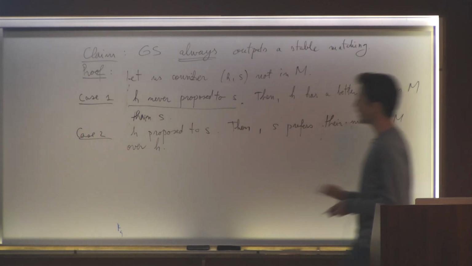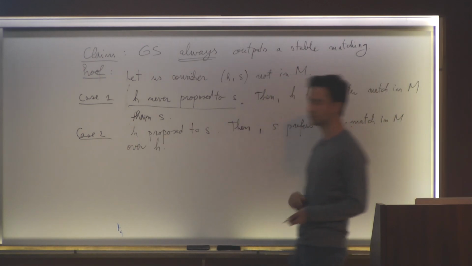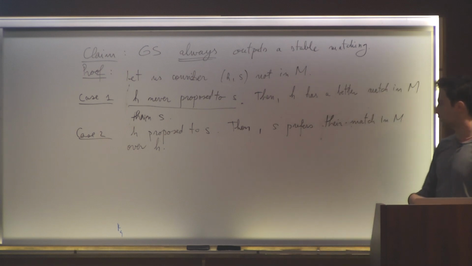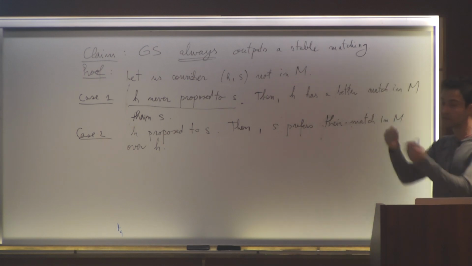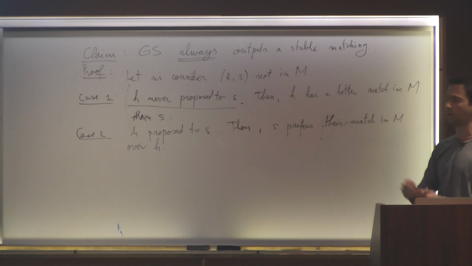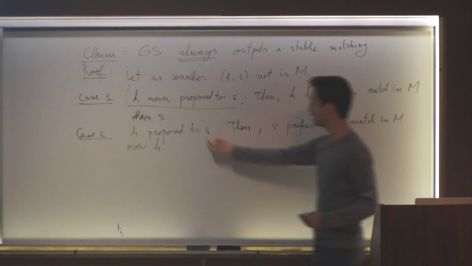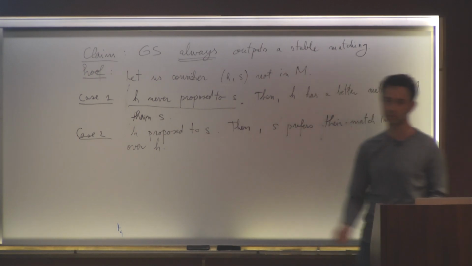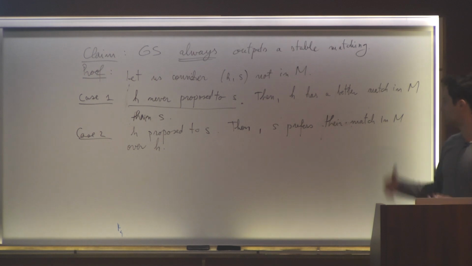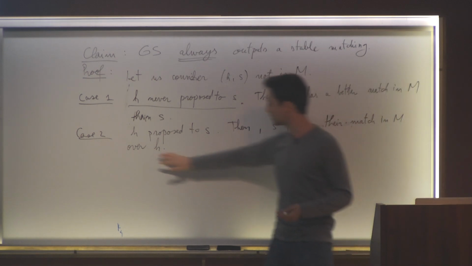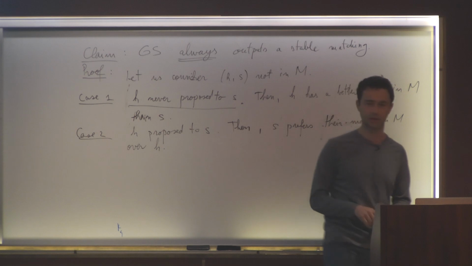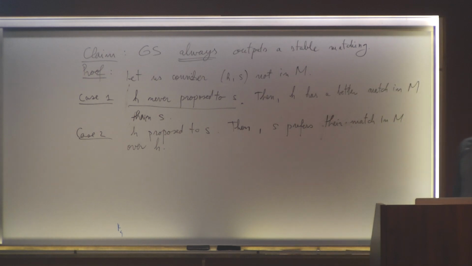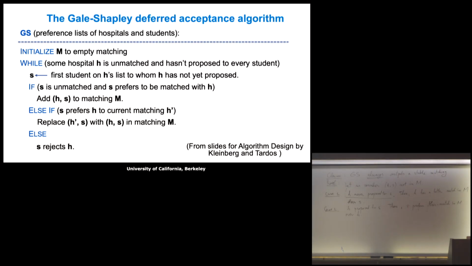So I claim if H proposed to S, and then either at that time S rejected H, or at a later time S switched to another hospital, then eventually at the end of the algorithm, S ends up with a better hospital than H. Why is that? Did I lose all of you?